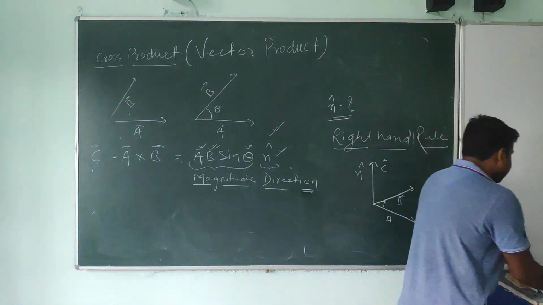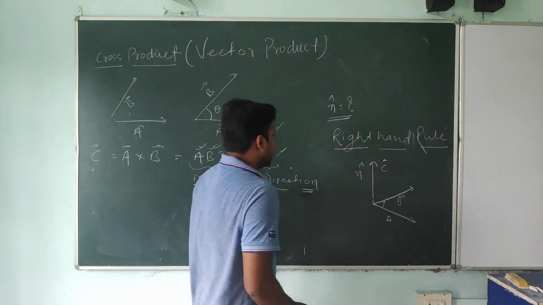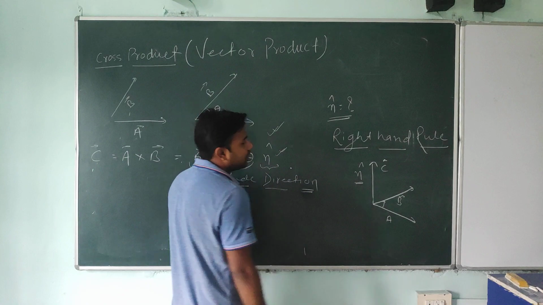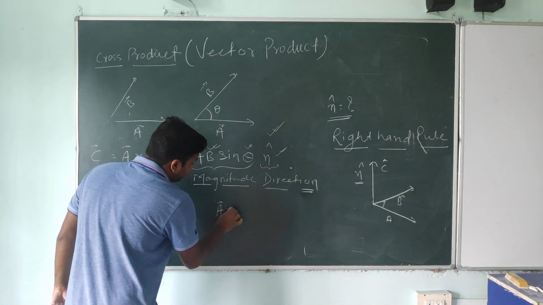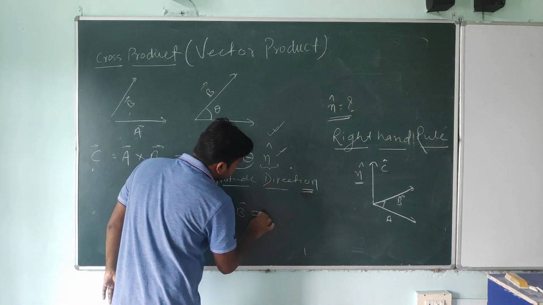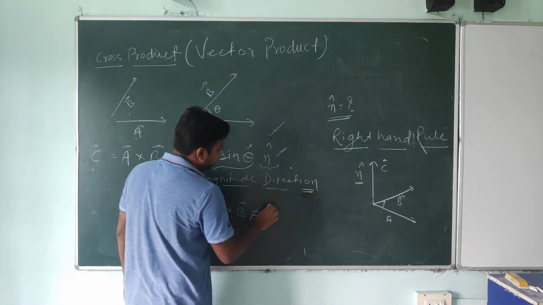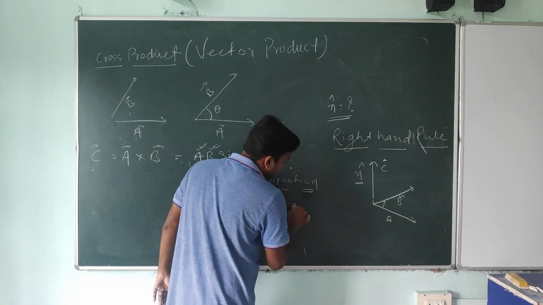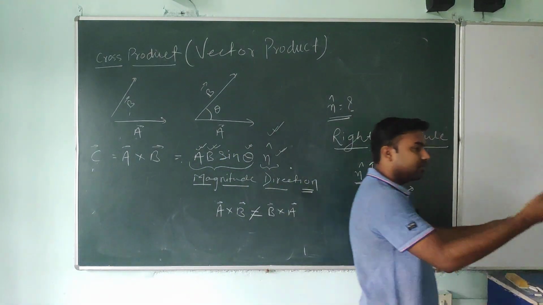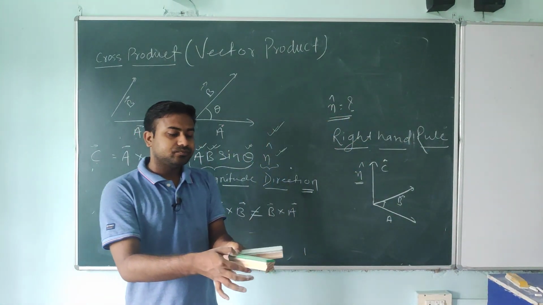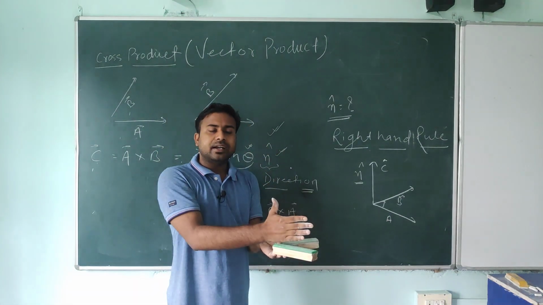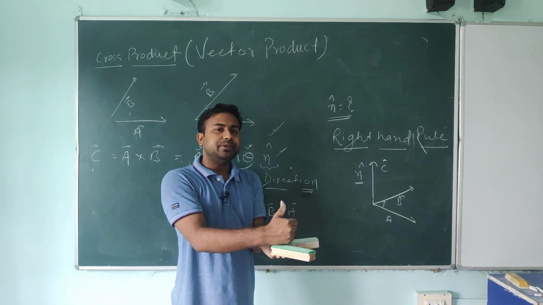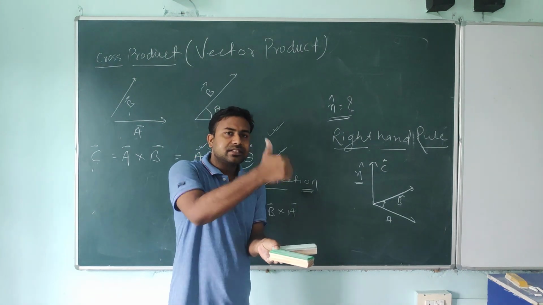Okay, and this is the direction of A cross B. So we can say here A cross B is not equal to B cross A. Why? Look at this again. This one is A, this one is B. If I put my hand on A and curl towards B, what do we get? The direction is vertically upward.